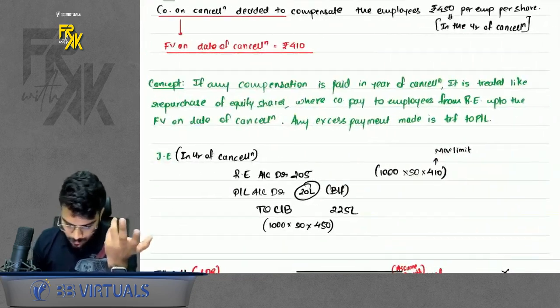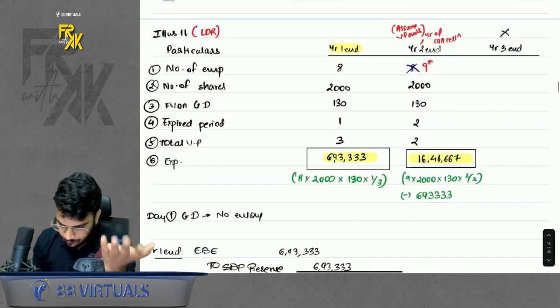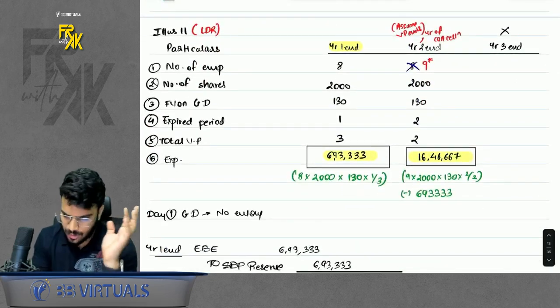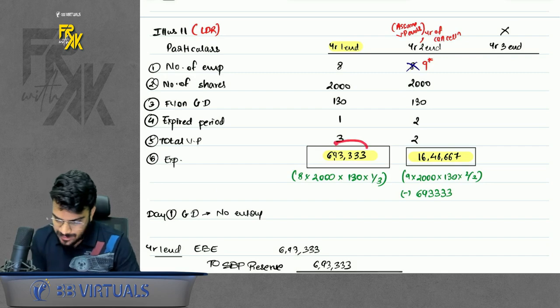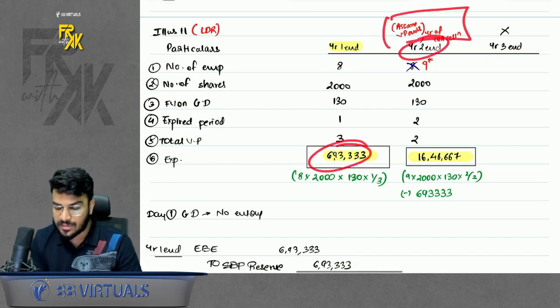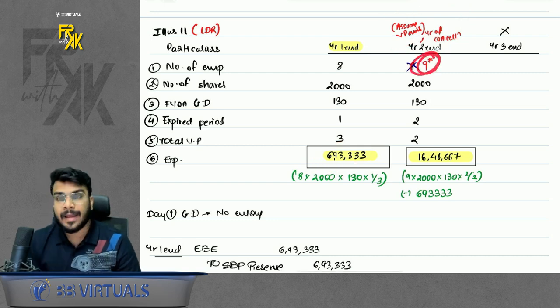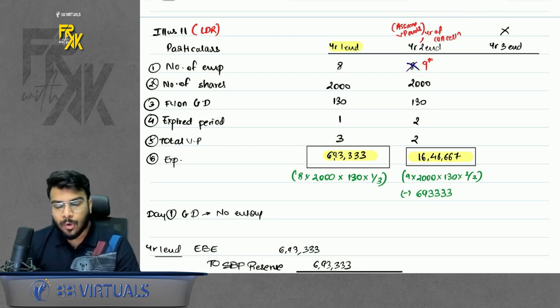We have one question also based on this, that is illustration number 11. You can see the solution directly also. We had 8 employees in the first year, we booked the expenditure. In the second year cancellation is there. But in the second year there are 9 employees now. So now what to do? Do not do the reversal directly. First book the remaining expenditure.